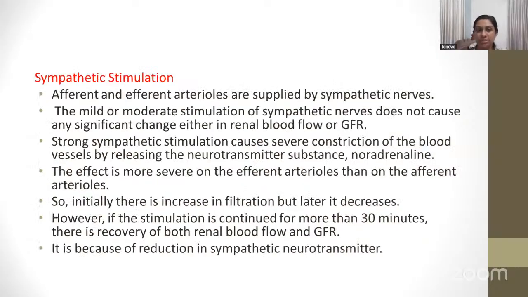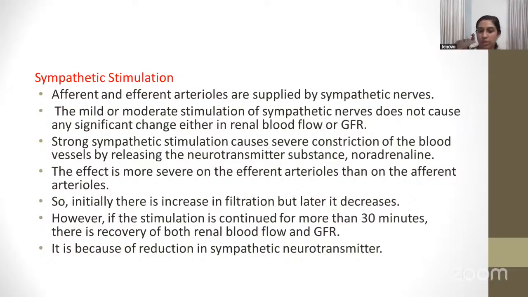Next is sympathetic stimulation. Usually, we know that the afferent and efferent arterioles are supplied by the sympathetic nerves. We know that there are two components of the autonomic nervous system, sympathetic and parasympathetic. Parasympathetic fires when the person is resting or in normal situations. The sympathetic nervous system fires in emergencies. In emergency situations, our BP shoots up, and that is mediated by the sympathetic nervous system.